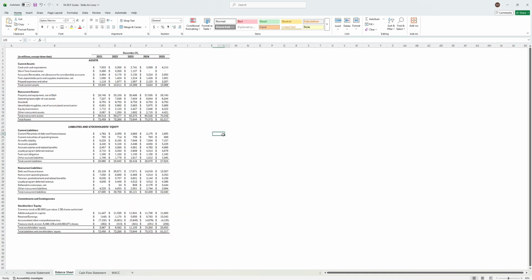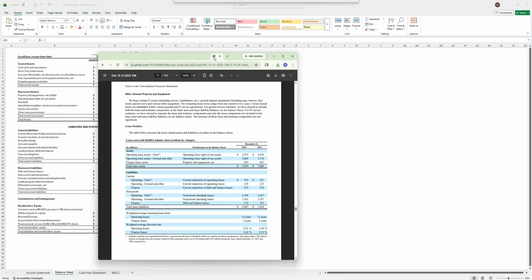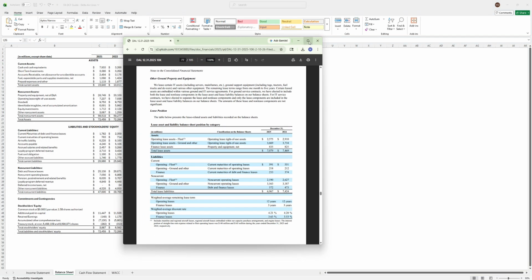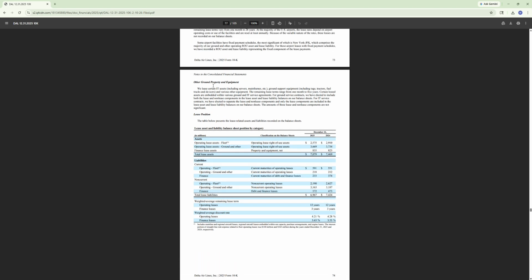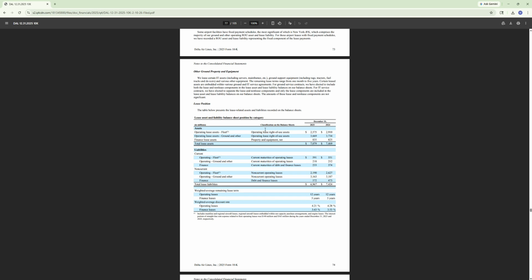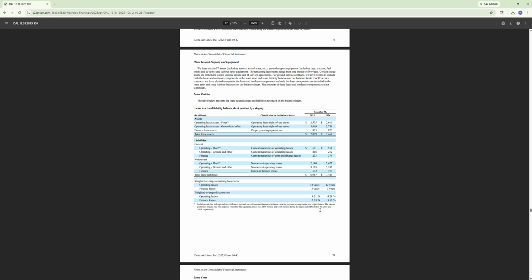So let me go over to the balance sheet. First to start out, I'm going to make a little side calculation over here, and let's calculate our total operating leases. So we'll do equals the current operating leases plus non-current operating leases. And I'm going to pull up Delta's 10-K right here. So right here I have pictured Delta's 10-K form. And on page 77, we're at this section called lease position, lease asset and liability balance sheet position by category.